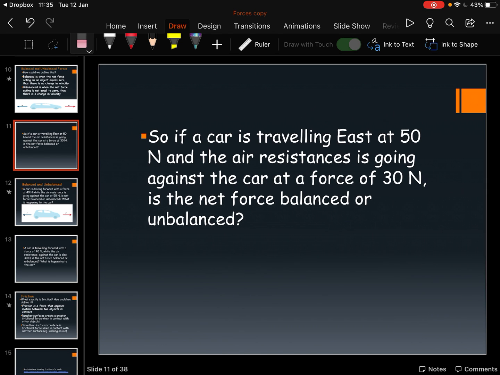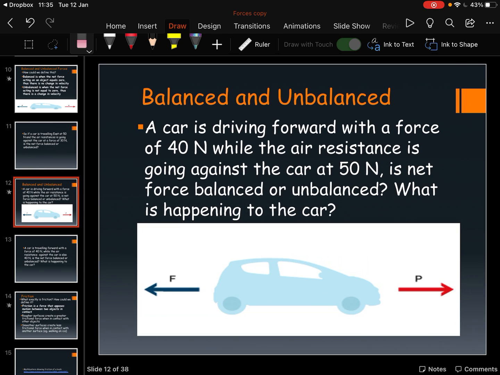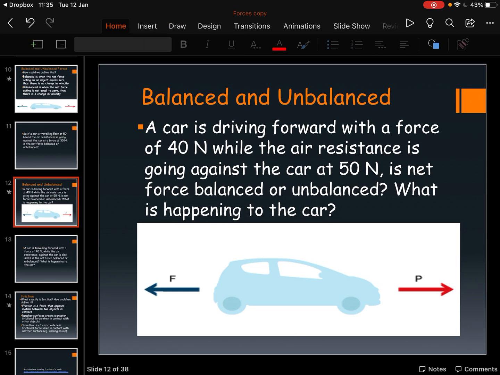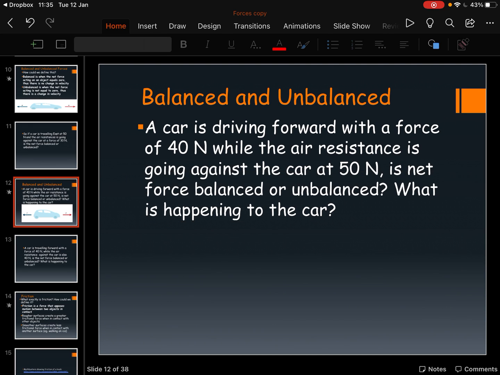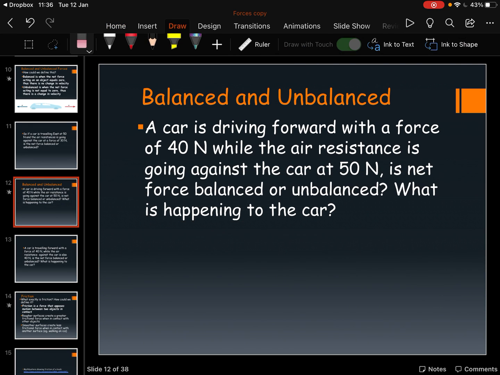So let's look at the next question. You don't need to take down the question, guys. Just try and think about it if you can. A car is driving forward with a force of 40 newtons, while the air resistance is going against the car at 50 newtons. All right, let me get rid of this picture here. Delete. There we go.